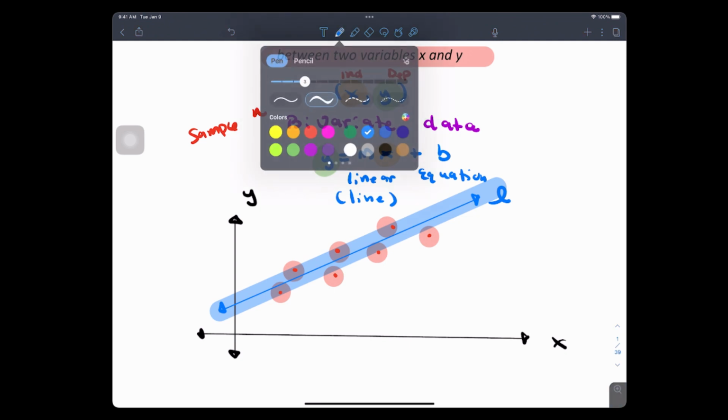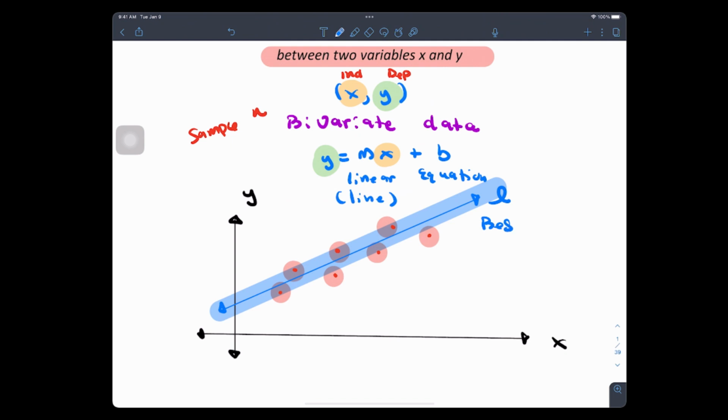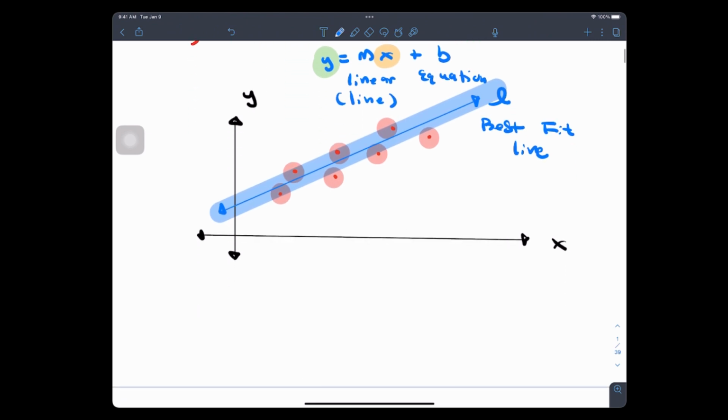This line is known as the best fit line. We can best fit our data on that line. That line comes from beginning algebra. That's y equals mx plus b. You guys ever see beginning algebra before with that line? Y is mx plus b? Well, it's kind of back. That's called the best fit line, but this is also known as the regression line.